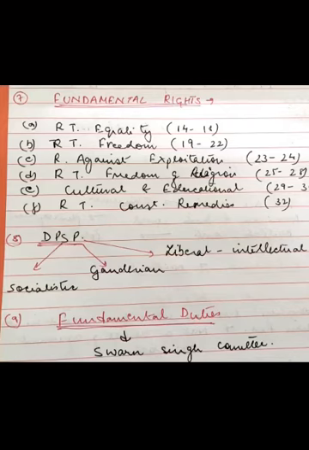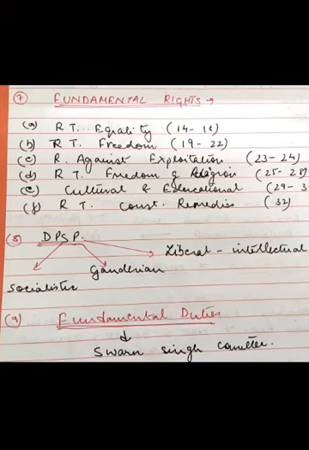So the next is fundamental duties. These were added during the operation of the internal emergency by the 42nd Constitutional Amendment Act of 1976, on the recommendation of the Swaran Singh Committee. The 86th Constitutional Amendment Act of 2002 added one more fundamental duty, and Part 4A of the Constitution specifies the 11 fundamental duties.